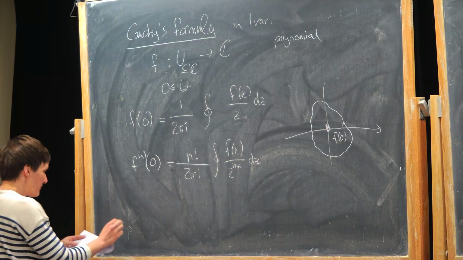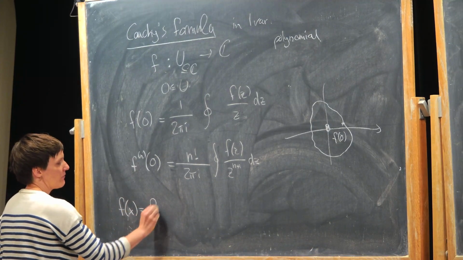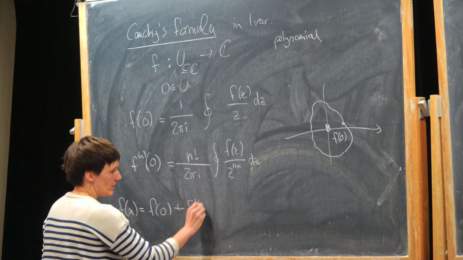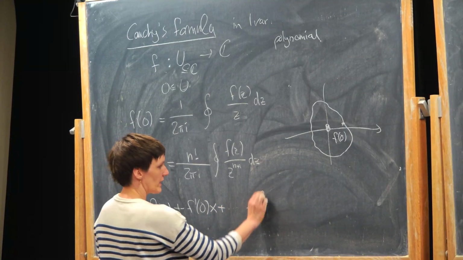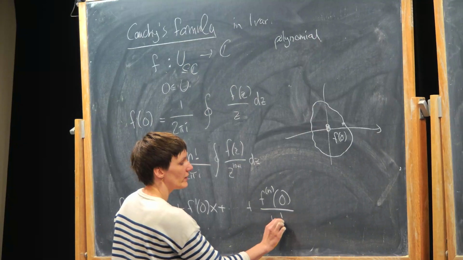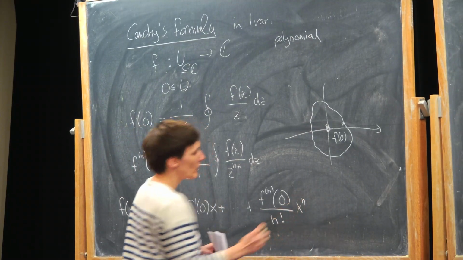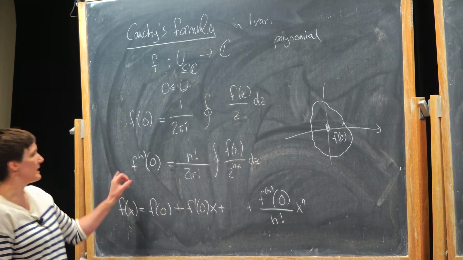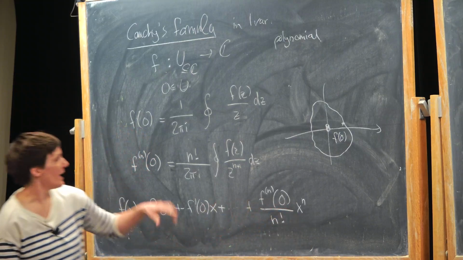So then you use that. You can write f of x as f of 0 plus f prime at 0 times x plus, and then we get an f nth derivative at 0 over n factorial times x to the n. Okay, that's Taylor expansion in one variable. And all you realize is that this thing comes up here.